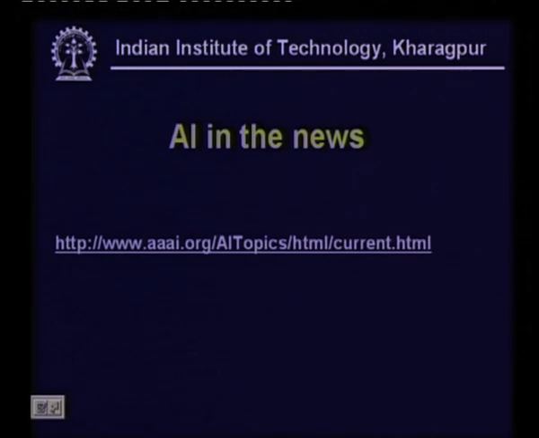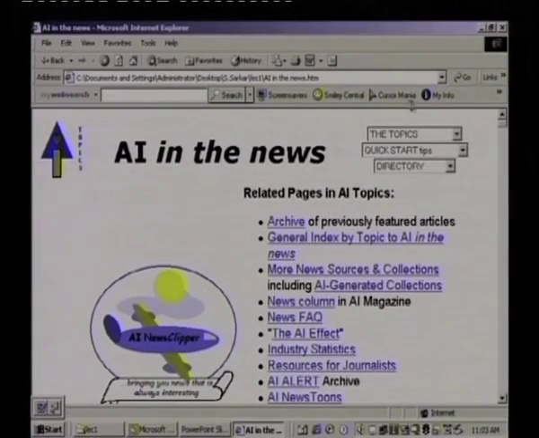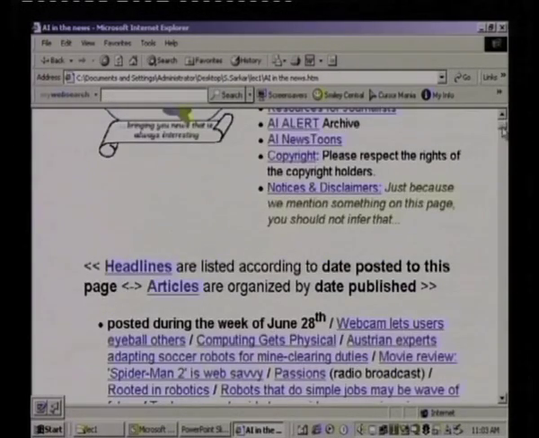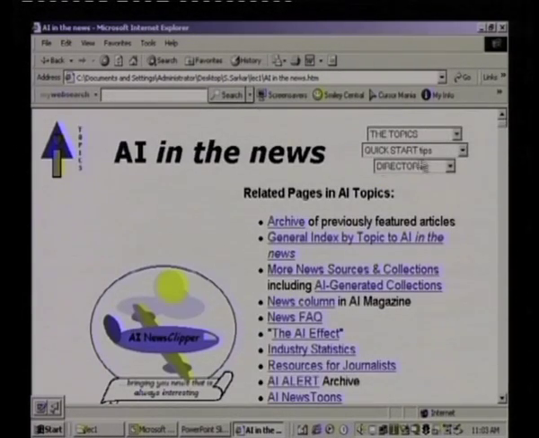And AI is a popular topic which is constantly in the news. So, this is the site which publishes news, the AAAI site which publishes news.